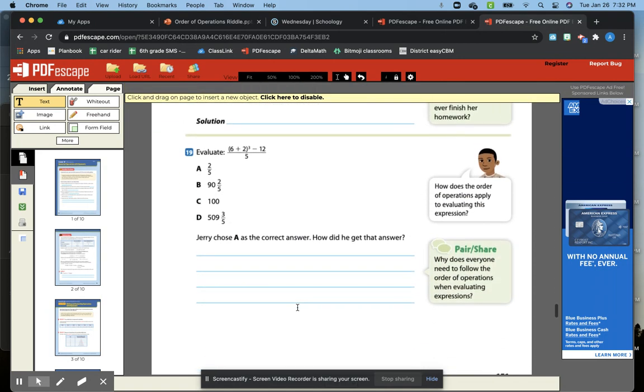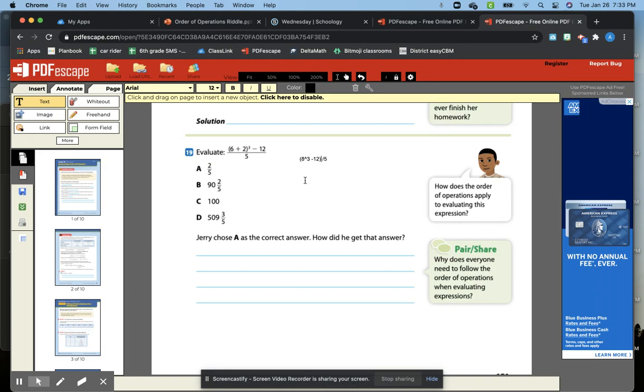Okay, number 19. We are going to evaluate 6 plus 2 cubed minus 12, divided by 5. Goodness. So the first thing we're going to do is what's in parentheses. So 6 plus 2 is 8. And we're going to write down the rest of it. And then all of that is going to be divided by 5. And the way I'm going to show that by typing it is I'm going to group all of this together.